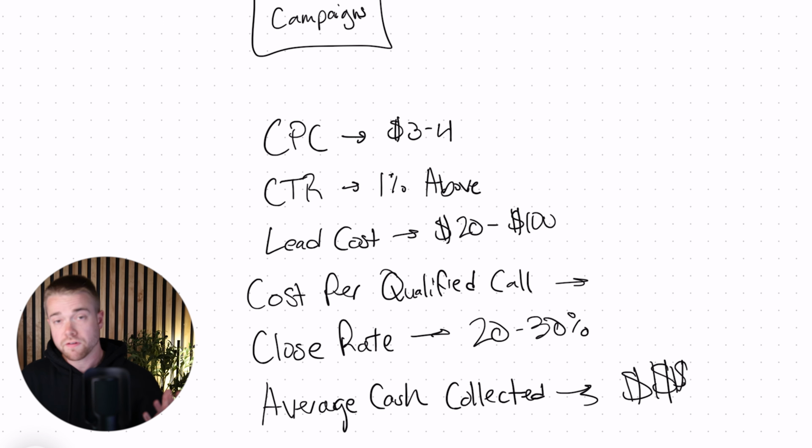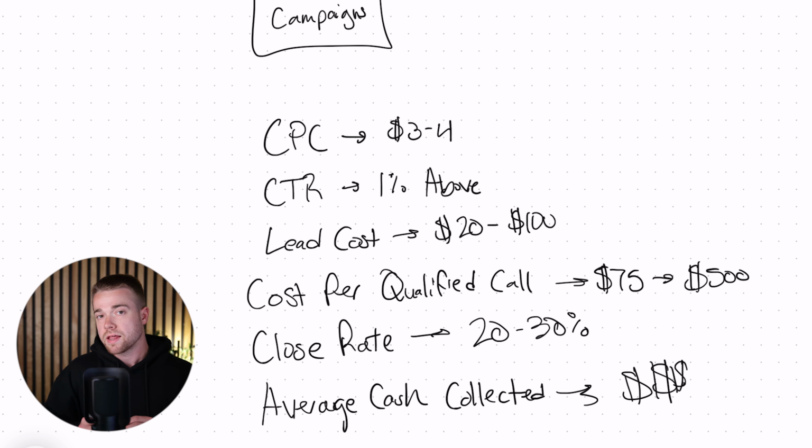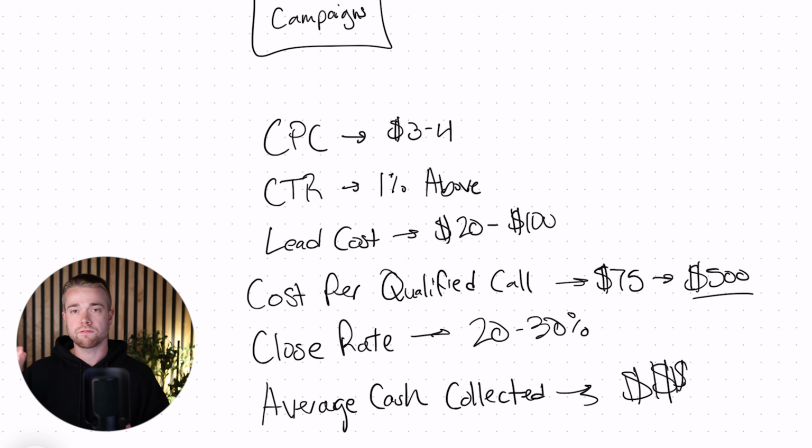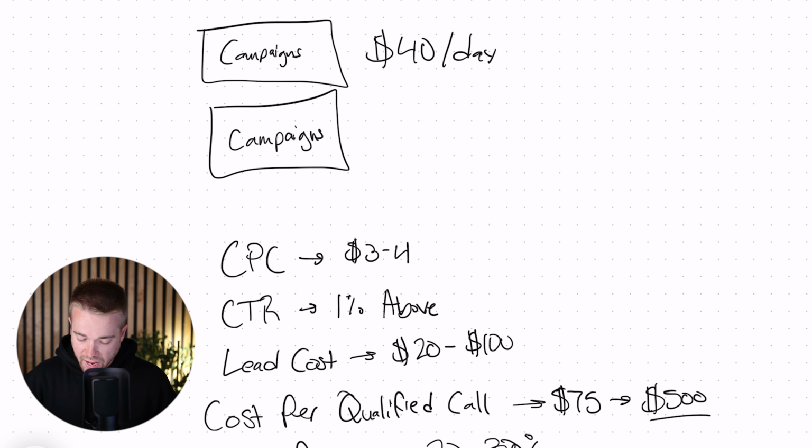Cost per qualified booked call can be anywhere between $75 all the way up to, I've seen some clients have $500 cost per qualified call. That's okay, because these people are selling something for a higher ticket amount, like $40, $50, $60, $70,000, and they can afford a higher cost per call, right? And then we look at close rate, and then we look at your average cash collected on that amount of money. And so you want to back into this.